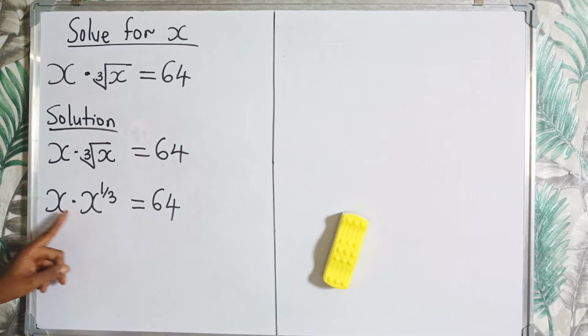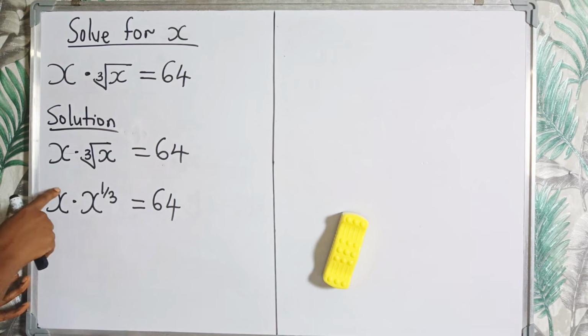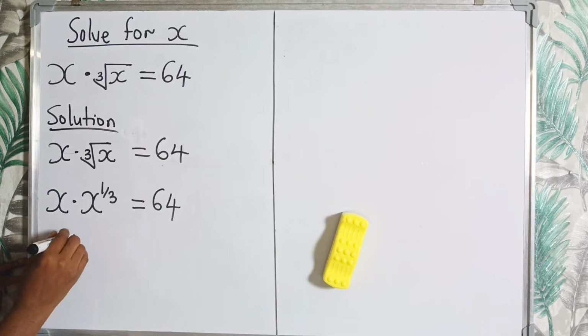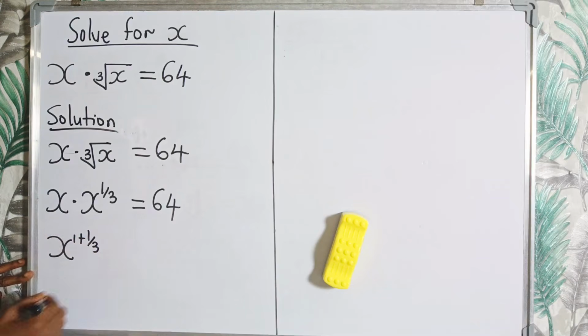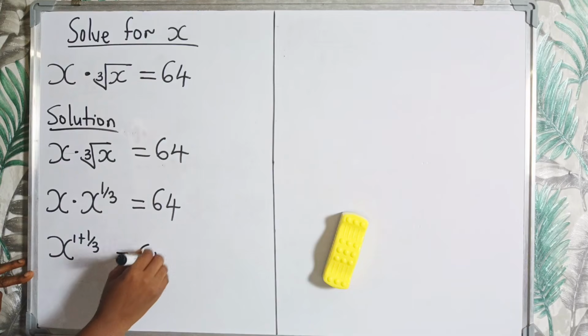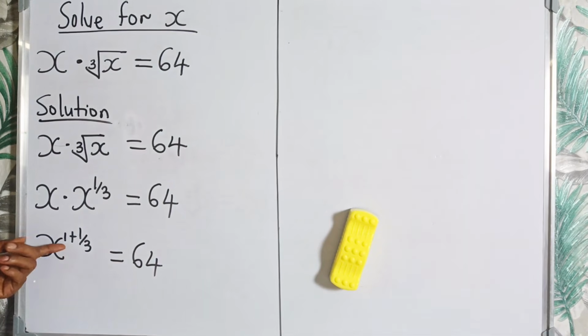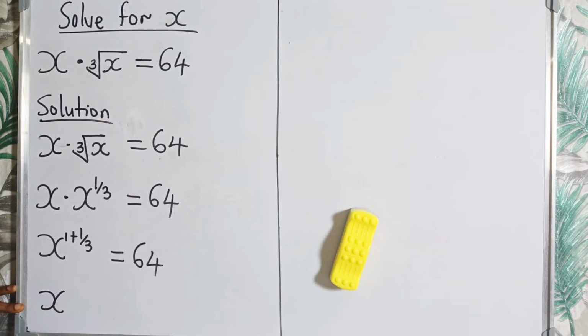We need to work with one of the laws of indices. We have to take one of the base and add the powers. In this case, there's an invisible power 1 here. So we are going to simplify the powers. We'll have x raised to power 1 plus 1 over 3, and this is equal to 64. When we add these powers, 1 plus 1 over 3, we are going to have x raised to power 4 over 3, and this is equal to 64.